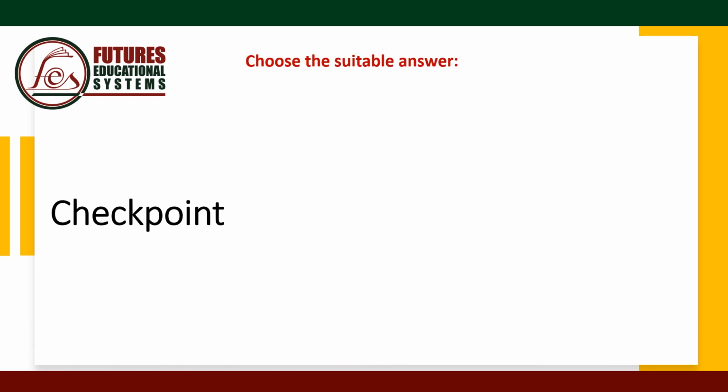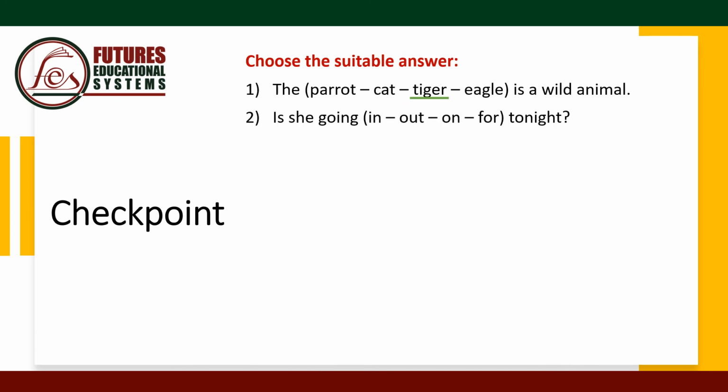Choose the suitable answer. In each one, we're going to have 4 choices and we're going to decide which one is the correct one. Number 1, the parrot, the cat, the tiger, the eagle is a wild animal. Which one is the wild animal? Yes, the tiger. Number 2, is she going in, out, on, for tonight? Is she going out tonight?